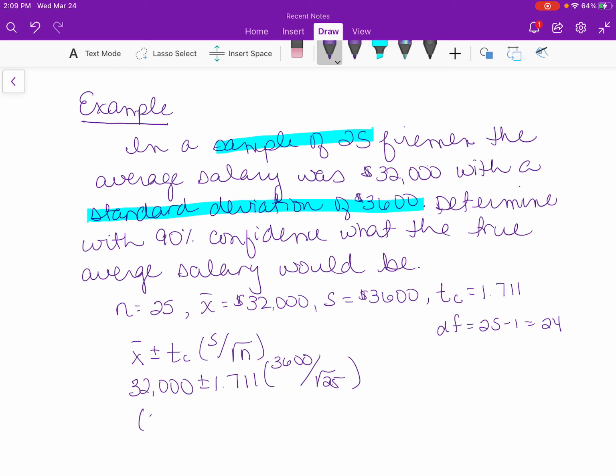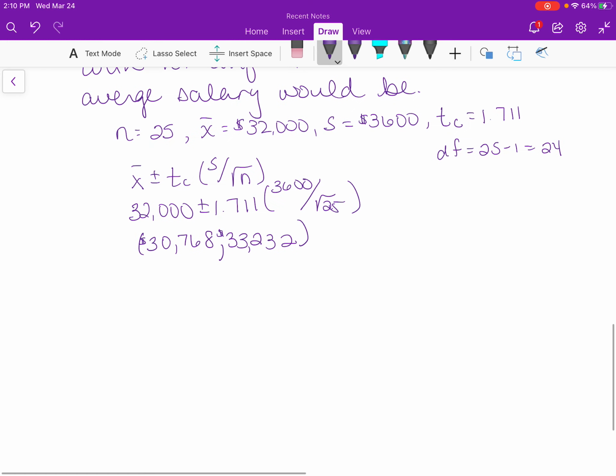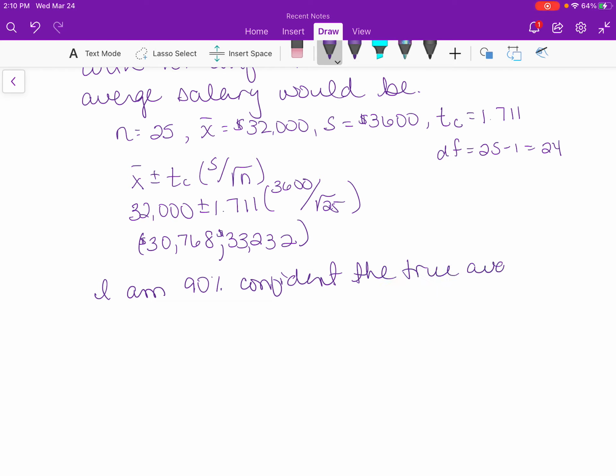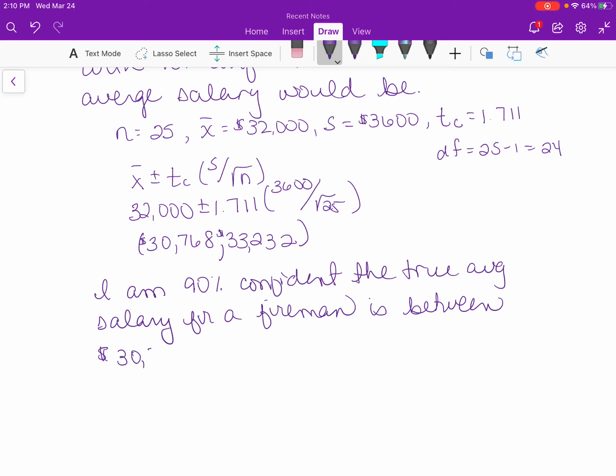So my interval is 30,768 to 33,232. And so I can say I am 90% confident the true average salary for a fireman is between $30,768 and $33,232.